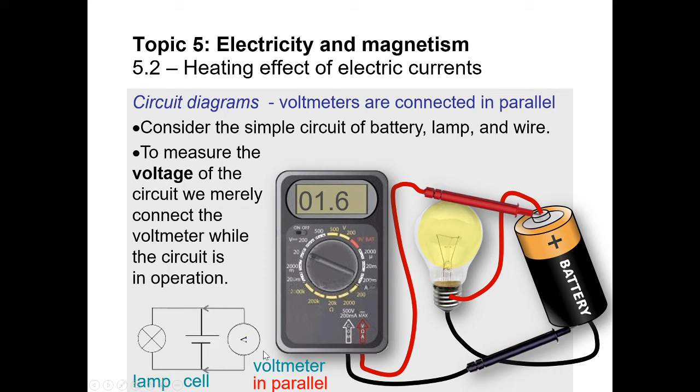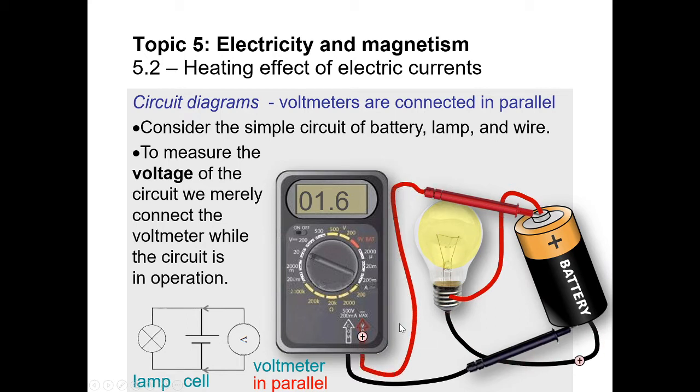Notice that the voltmeter is connected in parallel. Remember that whenever anything in a circuit is connected in parallel, it has the same voltage. So the voltmeter measures the voltage of the battery, and that is also in parallel with the lamp. So all 3 of these devices have the same voltage.